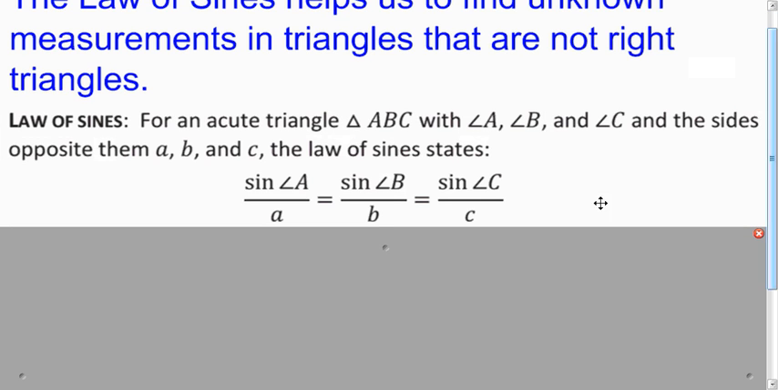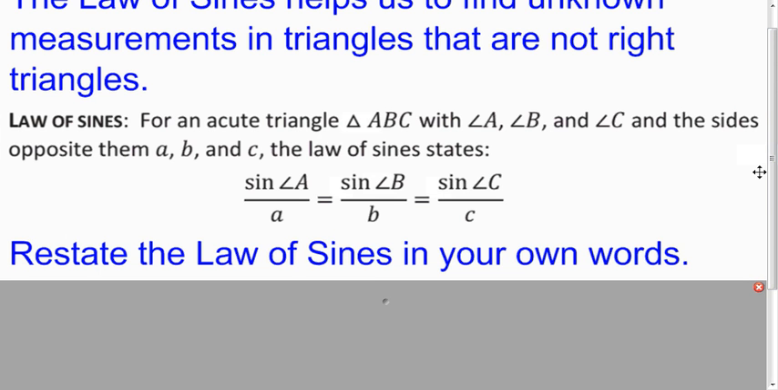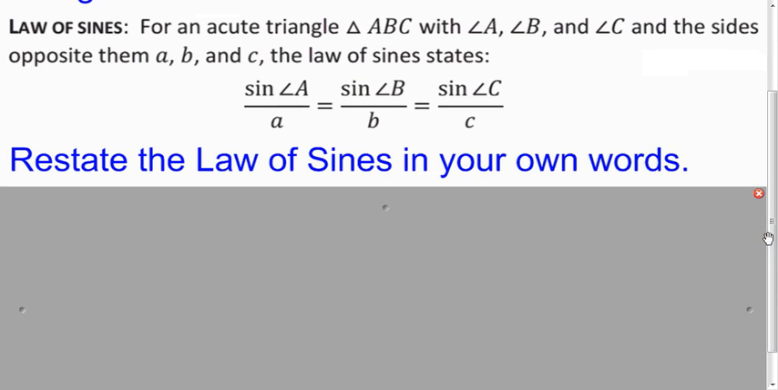So you have the sine of angle A over a, that's the same as sine of angle B over b, which is the same as sine of angle C over c. Remember, these are the lengths of the sides opposite each corresponding angle. So I'd like you to take a moment to try to restate this law in your own words. Make it pretty general. How would you restate this?